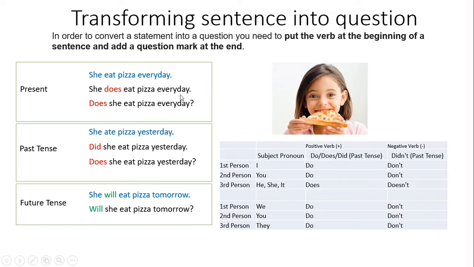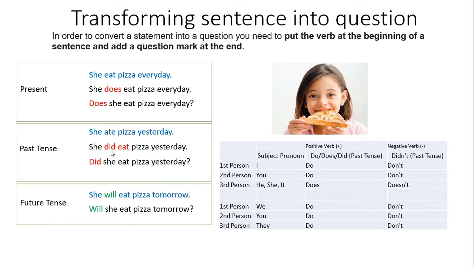So to transform this into a question, all you need to do is just exchange these two words. So does she eat pizza every day with a question mark? That is for present tense. Now let's go with the past tense. For past tense, she ate pizza yesterday. She did eat pizza yesterday.